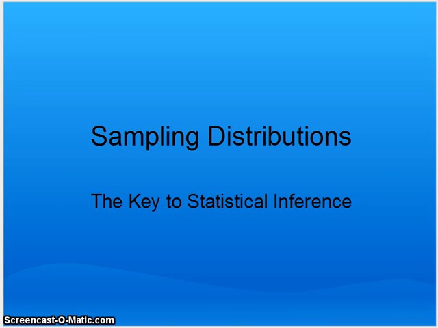Sampling distributions are the key to statistical inference. In statistical inference, we use sample data and sample statistics to draw conclusions about populations and their parameters. In order to do that effectively, we have to understand how statistics behave, and the sampling distribution of a statistic will tell you how a statistic behaves. It will tell you what values the statistic can take on and how often it can take on those values. And with that information, we can go a long way toward doing effective statistical inference.